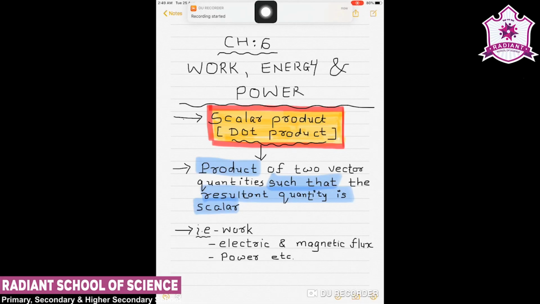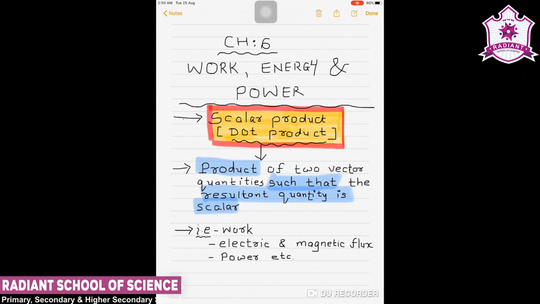Now we will start a new chapter, that is work, energy and power. First of all, in this chapter, we learn a new method that is called scalar product. Now the question is, what is scalar product?